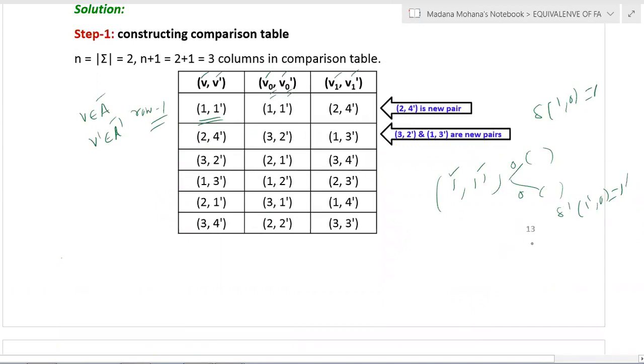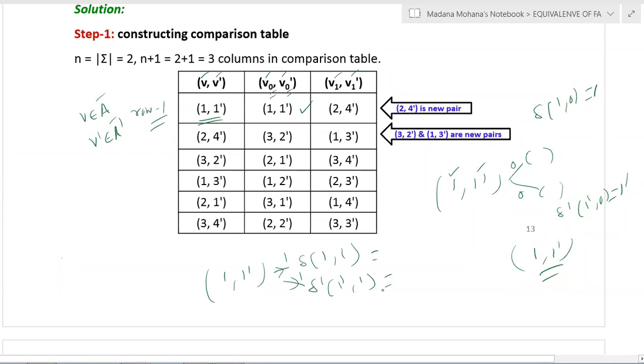Now the pair is 1 comma 1 dash. So this will be included under V naught comma V naught dash. Similarly, 1 comma 1 dash on the third column, that is input 1. So here this can be written as 1 comma 1 dash. So on input 1, this can be written as delta of 1 on 1, then the second machine, delta dash of 1 dash on input 1.